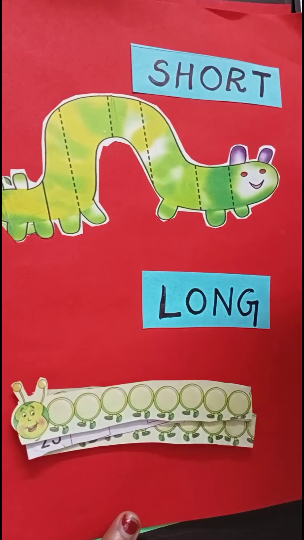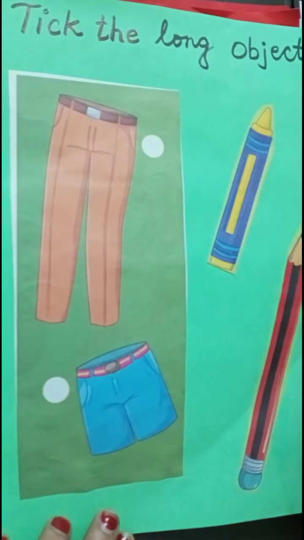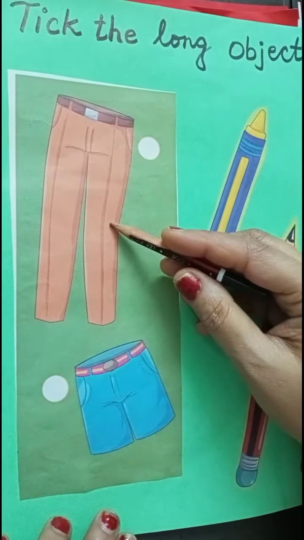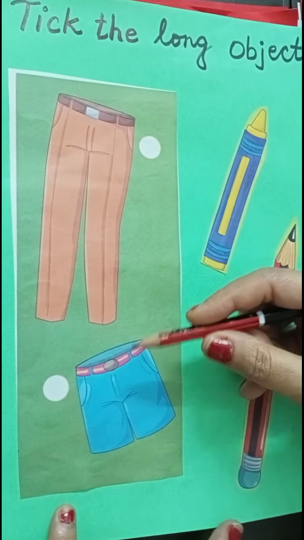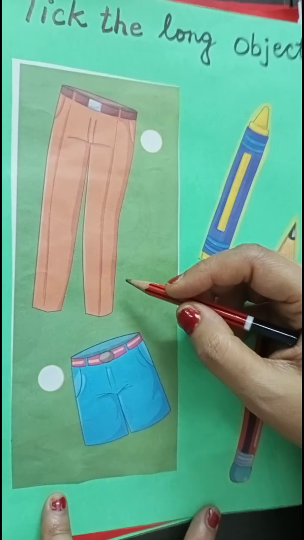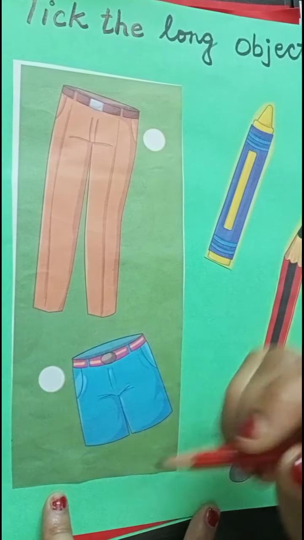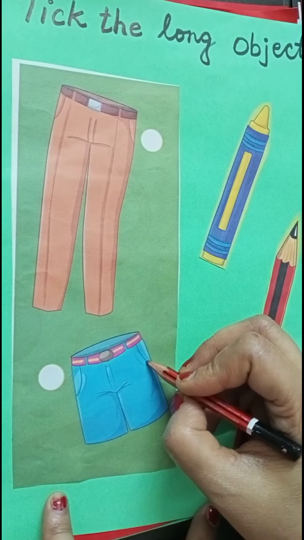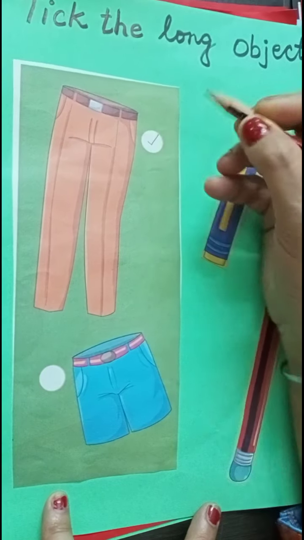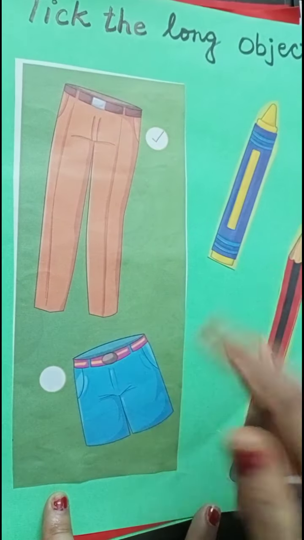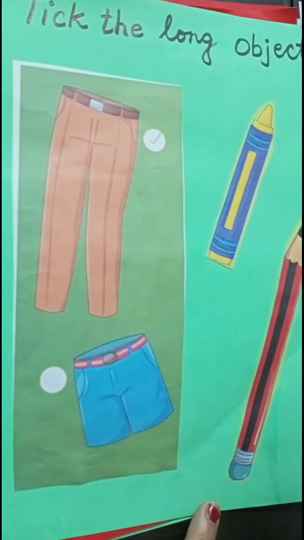Okay, some more examples. Tick the long object. Which one is long here? This one or this one? Tell me, which is a long object here? This one, this brown pants or this blue shorts? Yes, this is a short one and this is the long one. So put a tick here. So long, short.